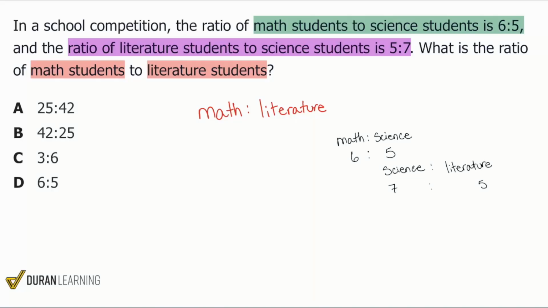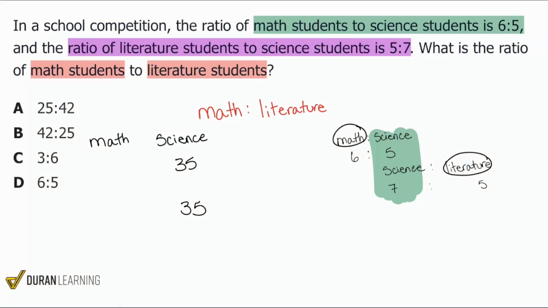And again, I'm reminding you, the goal is to get these numbers to be the same. If I can get the number for science to be the same for both, we are good. So let me go ahead and write that right over here. For science, I want 35. All right, let me show the math part, copying that, and I'm going to copy the literature part over here. So let me just put literature.